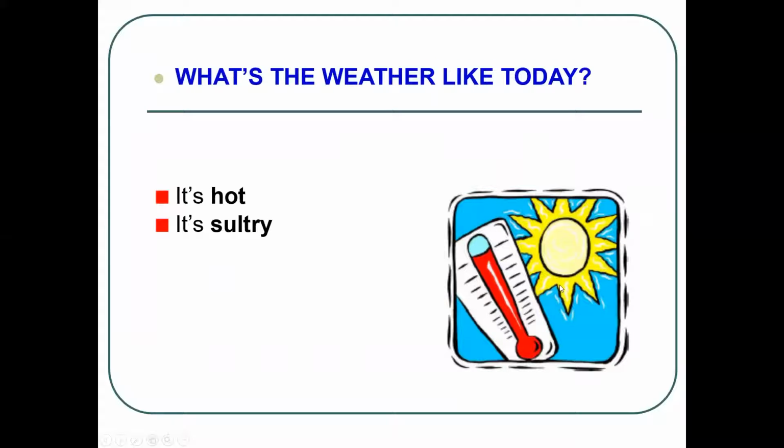So sometimes it is too sunny, right? In the summer, maybe August is the month that it gets very hot. We would not say it's sultry, but we'll say it's hot. So what's the weather like today? If there's too much sun, we see our temperature is too hot. So we would say it's hot. So repeat, what's the weather like today? Repeat, it's hot.